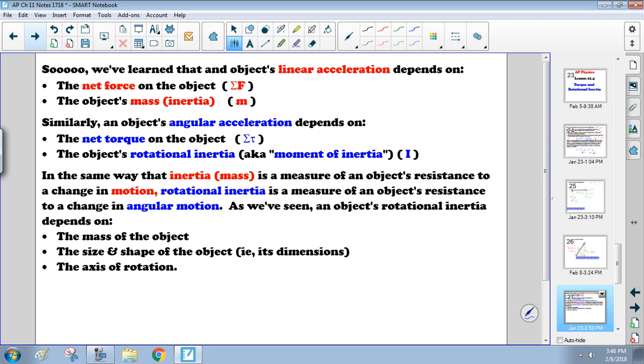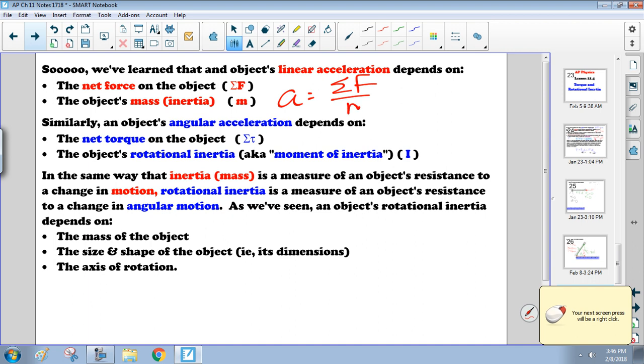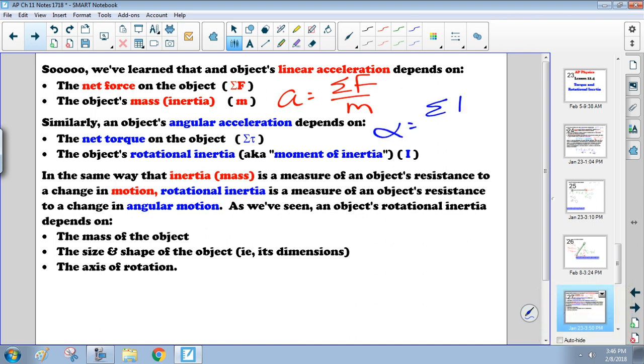All right, now, I already alluded to this fact, but we have learned that the linear acceleration of an object is equal to the net force divided by the mass. And remember, mass is inertia. Okay? So Newton's second law for angular motion tells us that the angular acceleration is the net torque divided by I, the rotational inertia, which we learned about in the last video, right?